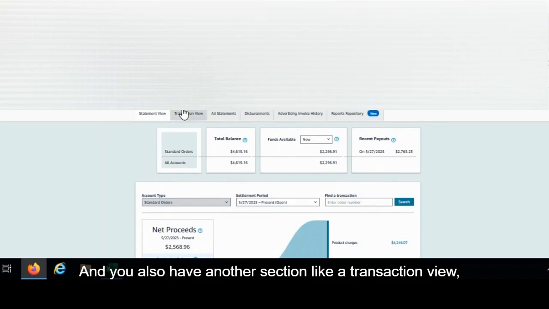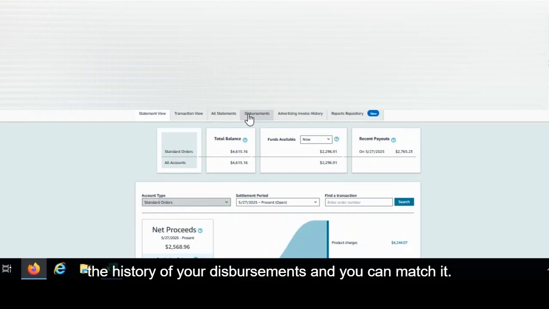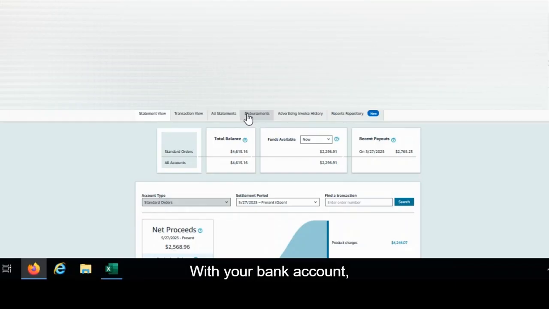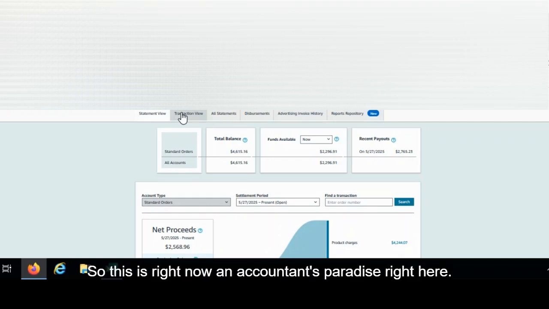And you also have another section like a transaction view. You can see the history of your disbursements and you can match it with your bank account. You can give this to your accountant and they can tell you if everything is good or not, and they can go transaction by transaction just to verify that everything makes sense. So this is right now an accountant's paradise right here.